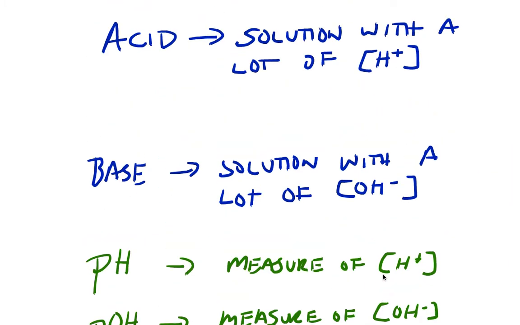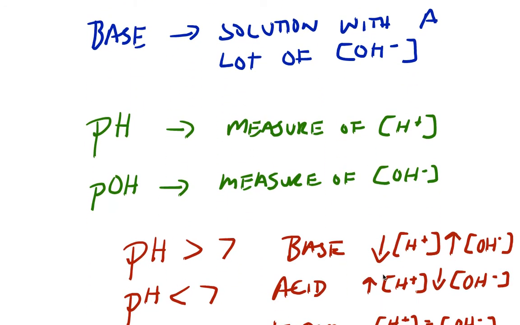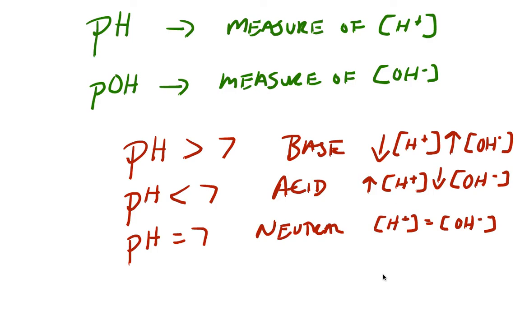An acid is a solution with a lot of H plus ions, and a base we know is a solution with a lot of OH minus ions in solution. pH, remember, is the measure of H plus ions, and pOH is a measure of concentration of OH minus ions. When we calculate the pH, if the pH is greater than 7, that means it's a base, which means that there's less H plus ions and greater numbers of OH minus ions in solution. An acid, remember, has a pH of less than 7, which means we have a greater concentration of H plus ions than we do hydroxide or OH minus ions.